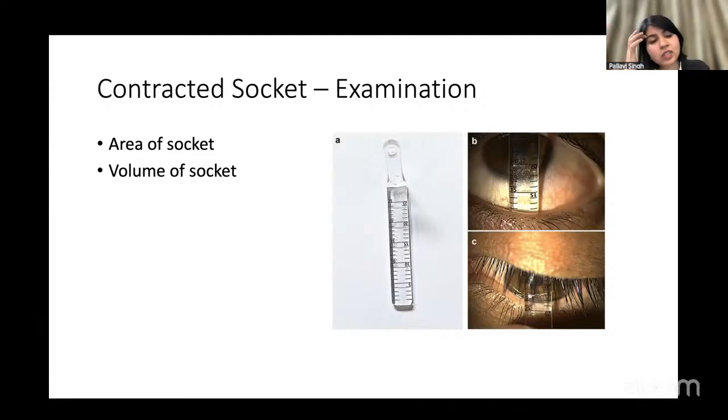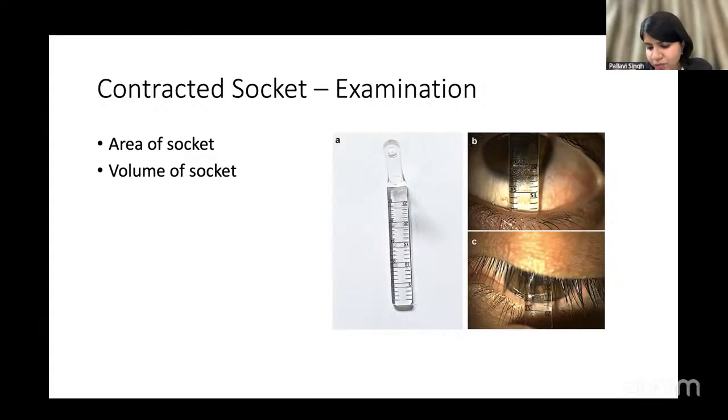Now, one way to measure the volume of the socket is, again, you put a drop of paracaine, anesthetize the eye, and then taking some saline in a 3 ml or a 5 ml syringe, drop by drop, you fill up the socket. This is without the prosthesis. As the first drop falls out, that much is the volume. So if after 1 ml or 2 ml, whatever it is, there is an overflow of the saline, the volume is 2 ml because that's how much saline is being retained in the socket.